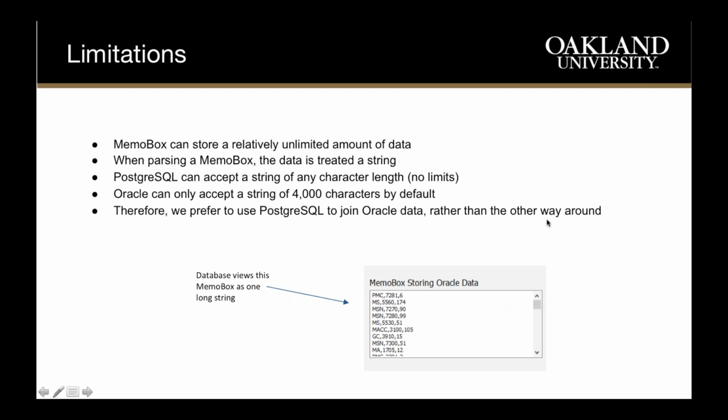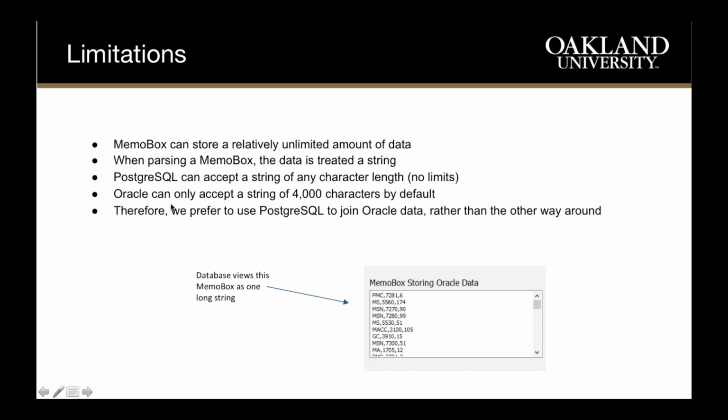All right, some of the limitations. Memo boxes can store a relatively unlimited amount of data, as we discussed earlier. When parsing a memo box, the data is treated as a string. So when your database looks at the memo box, all it sees is one long string. It doesn't see the line indentations or anything. It just sees one long string. The good thing about Postgres, at least what I discovered, is it can accept a string of any character length.